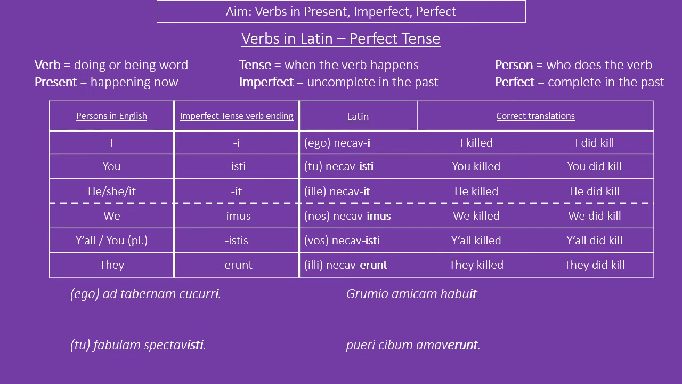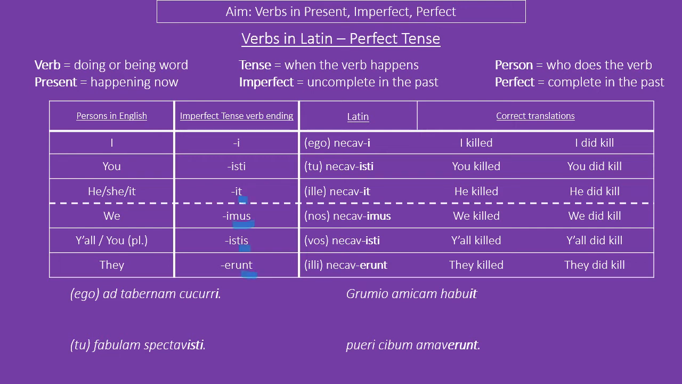We've also got the perfect tense. If the imperfect tense is incomplete in the past, the perfect tense is therefore complete in the past. Again, new set of endings. I, isti, it, imus, istis, erunt. Not quite the same as for the present, but there are still some strong similarities.